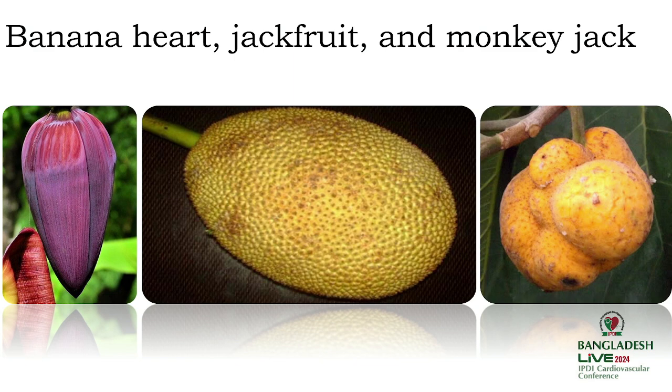But on the right side, this is the monkey jack, that is the dewa. Though it is the cousin of the jackfruit, the symmetry is lost. An unhealthy left ventricle may be like that, and in these cases geometric assumption is not possible.